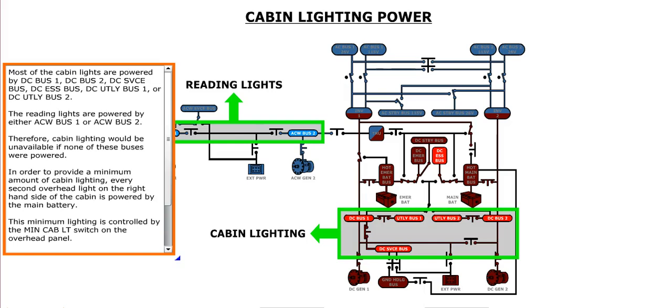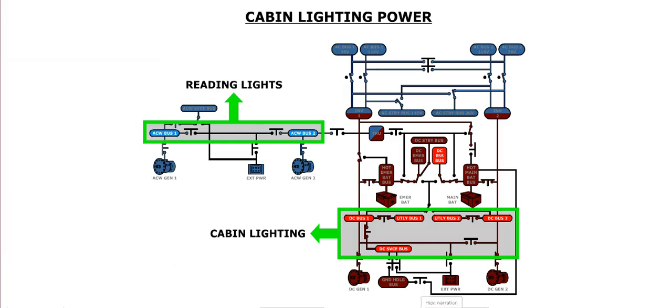Most of the cabin lights are powered by DC Bus 1, DC Bus 2, DC Service Bus, DC Essential Bus, DC Utility Bus 1, or DC Utility Bus 2. The reading lights are powered by either AC Wild Bus 1 or AC Wild Bus 2. Therefore, cabin lighting would be unavailable if none of these buses were powered.